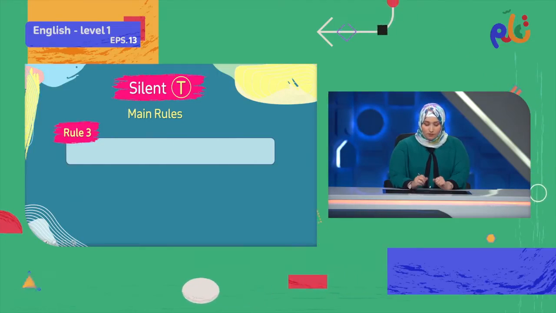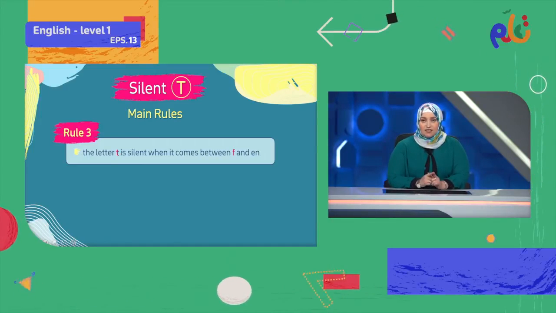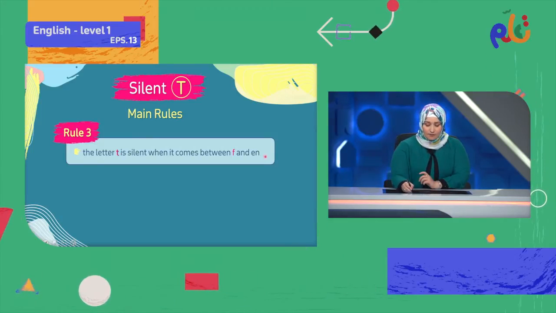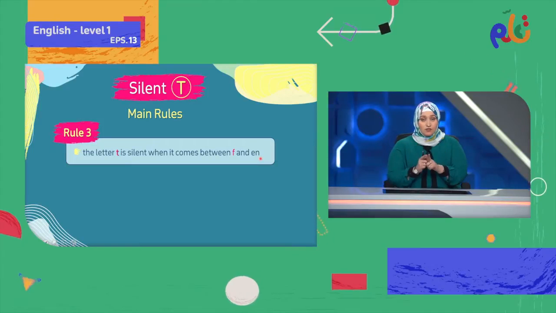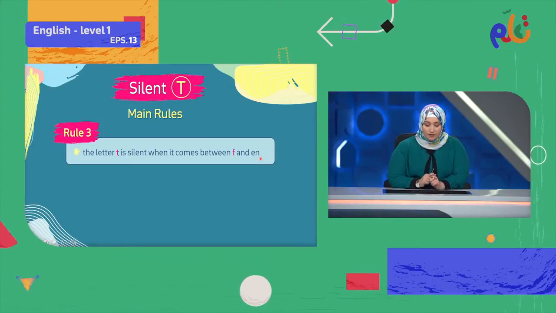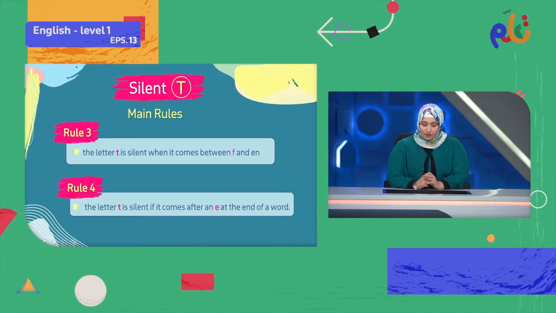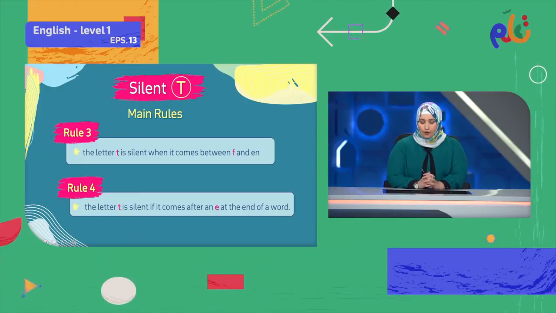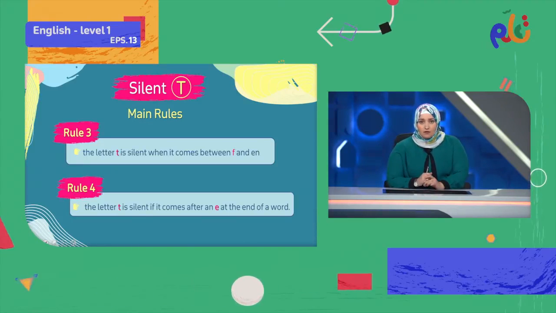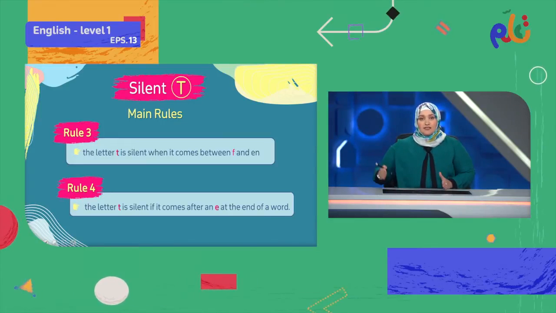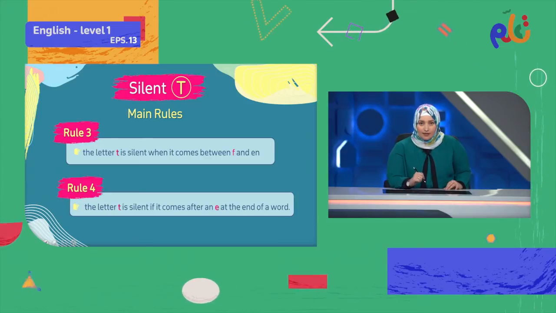Okay, let's see rule number three: the letter T is silent when it comes between F and EN. When the letter T comes between F and EN, in the middle of them, the T is silent. Let's see rule number four: the letter T is silent if it comes after an E at the end of a word. When a word has an E followed by T, the T is silent. We don't pronounce it in the word.